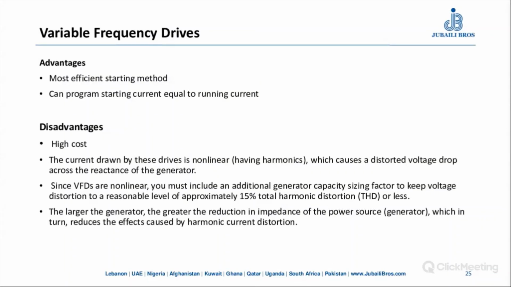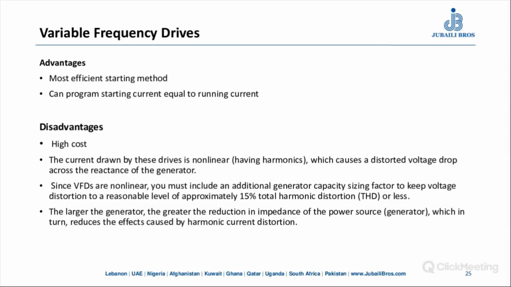Variable frequency drives. A variable frequency drive is the most efficient starting method. It can program starting current equal to running current. The disadvantage of a variable frequency drive is that it is expensive. The current drawn by these drives is non-linear, having harmonics, which causes a distorted voltage drop across the reactance of the generator. Since VFDs are non-linear, you must include an additional generator capacity sizing factor to keep the voltage distortion to a reasonable level of approximately 15% total harmonic distortion or less.